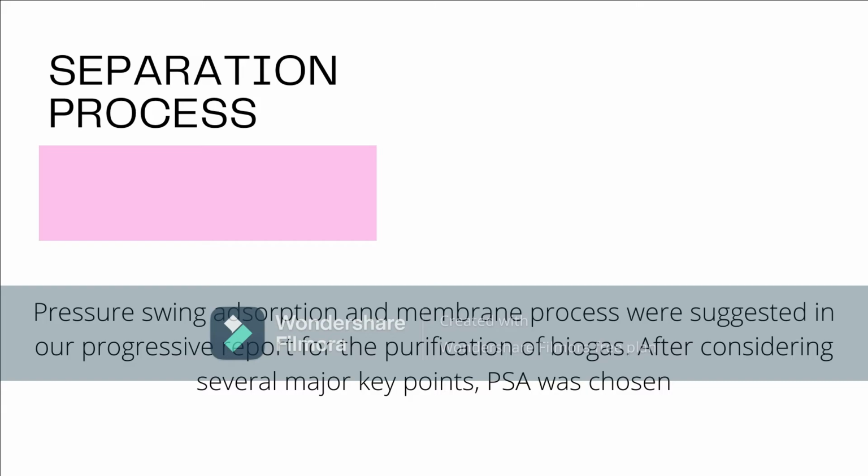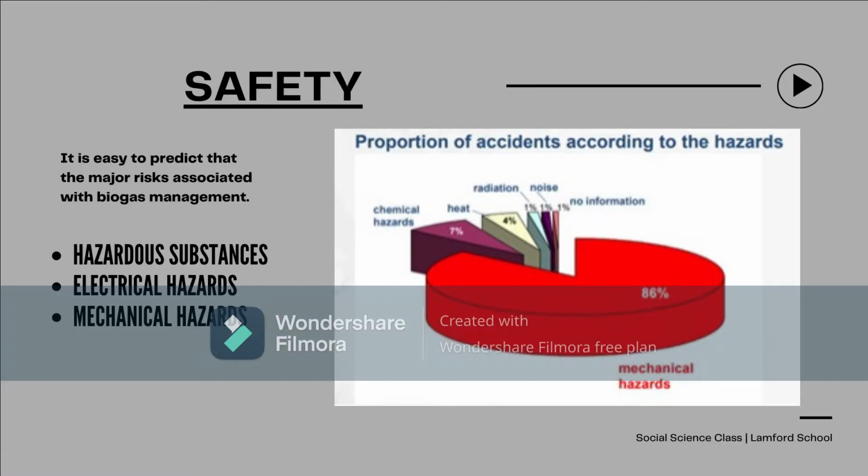So it is easy to predict that there are major risks associated with operating a biogas plant. In this IDP, we are going to talk about various hazards such as hazardous substances, electrical hazards, and also mechanical hazards. Next, we are going to talk about maintenance.